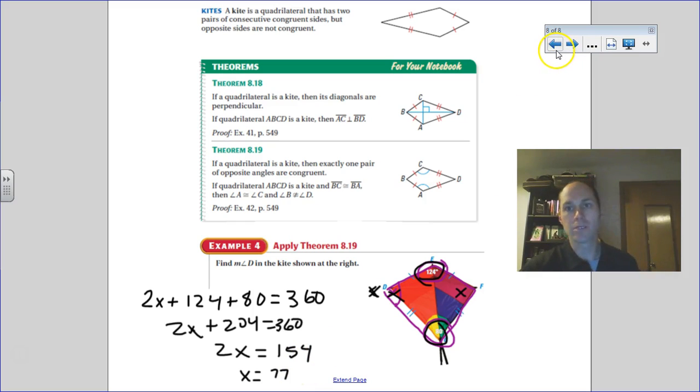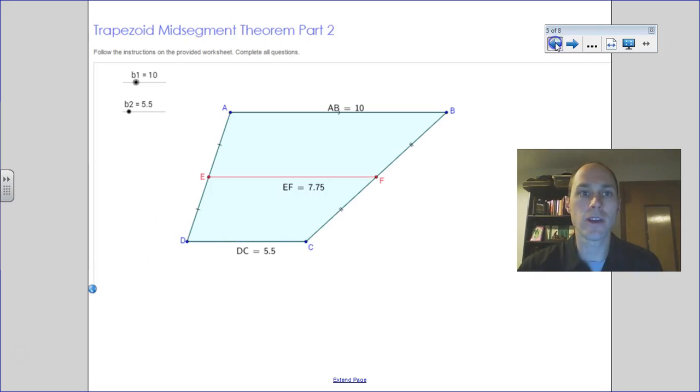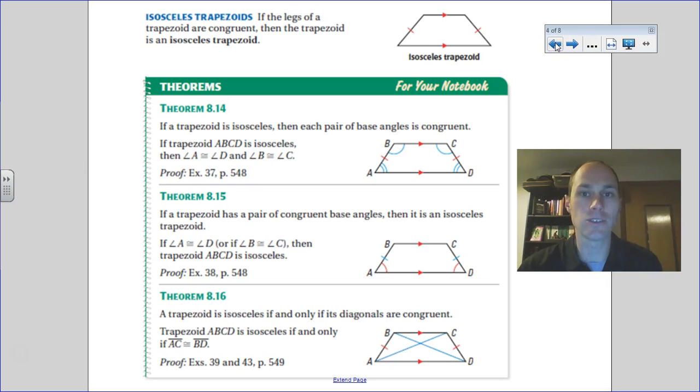So today we looked at two other special quadrilaterals: the kite, with consecutive sides congruent and one pair of opposite angles congruent. And we also looked at the trapezoid and its friend, the isosceles trapezoid. One pair of sides parallel, and when it's isosceles, the two legs are the same. Base angles are congruent in the isosceles, and diagonals are congruent. So apply each of those properties in your work for today.